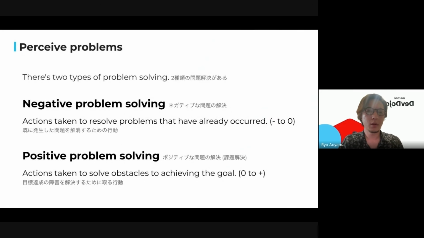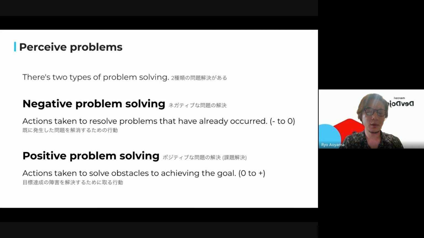This is my personal perspective here, but you can break down problem solving into two different types. First is solving negative problems. This refers to actions taken to resolve problems that have already occurred. Looking at the example before, so bug fixes, performance improvements would fall under this category of negative problem solving.